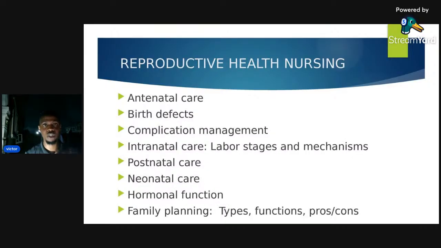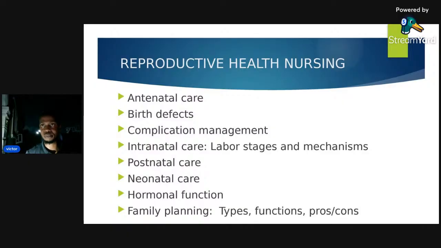So the next slide I'll be talking about is reproductive health. What is reproduction? Reproduction is the ability for an individual to reproduce, to bring forth a living organism. So that is reproduction. And reproductive health has to do with the whole aspect of your reproductive system, how you care for it and how you manage it. Under it, I'll be talking mostly about the ladies. The reproductive system is in both male and female, but under this I'll be talking about the reproductive system of females.